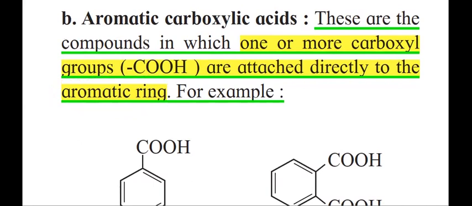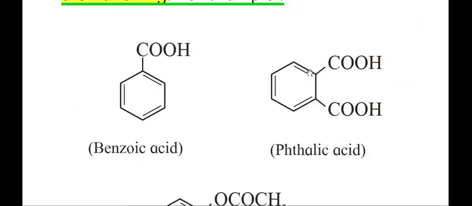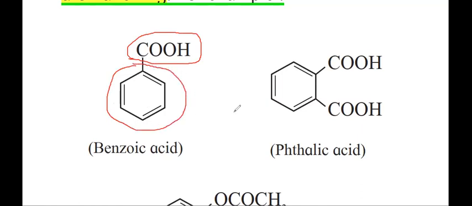We will see the examples directly. See, this is our first example, benzoic acid. In benzoic acid, the COOH, our functional group, is directly attached to the aromatic benzene ring. It is called an aromatic carboxylic acid.